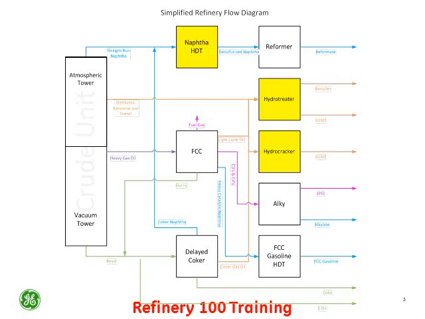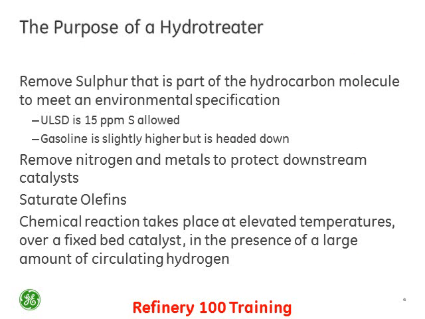The hydrotreater is typically a separate unit. It is downstream of the crude unit and is used to treat individual stocks such as kerosene, diesel, resid, or naphtha. The purpose of a hydrotreater is to remove sulfur that's part of the hydrocarbon molecule. Nowadays, ULSD or ultra-low sulfur diesel requires 15 ppm or less of sulfur, and that is a very stringent specification. Gasoline allows a little bit higher, but it's headed down.